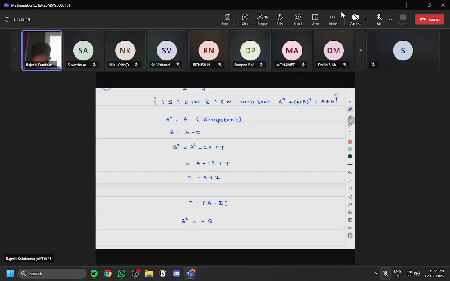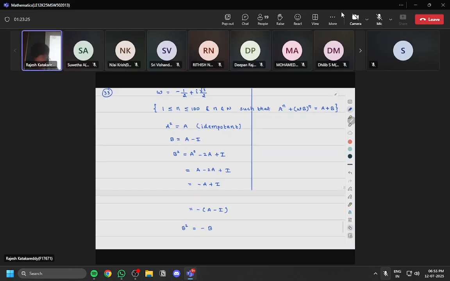Any doubts till here? Anybody? So B square is minus B. So using this, B cube we can write is equal to minus 1 into B square. As we know B square is minus B, we have B cube is equal to B. B power 4 will be equal to B square. That means B power 4 is minus B.